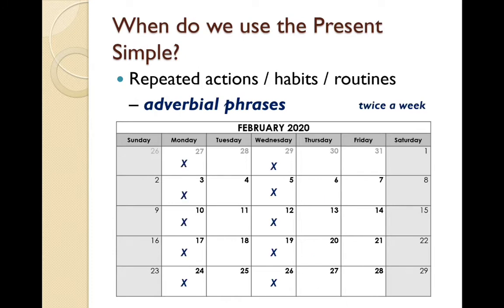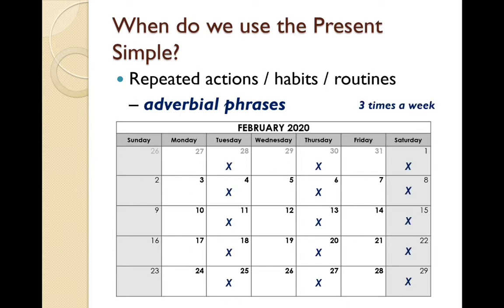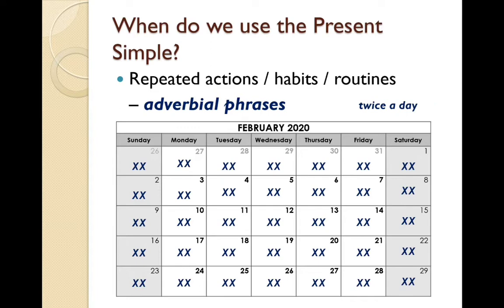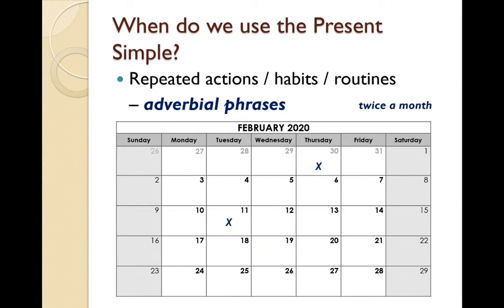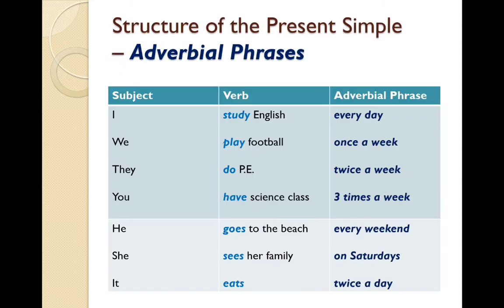Twice a week, 3 times a week, every weekend, twice a day, twice a month, 3 times a month. Now, the adverbial phrase appears at the end of the sentence.